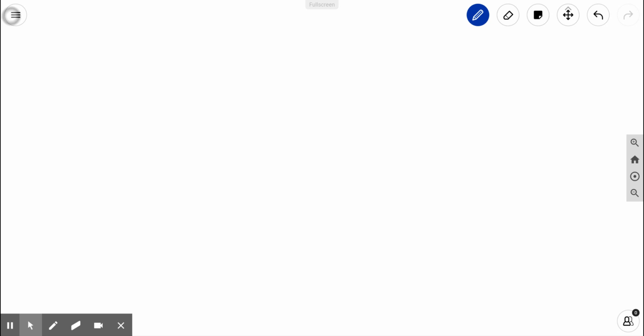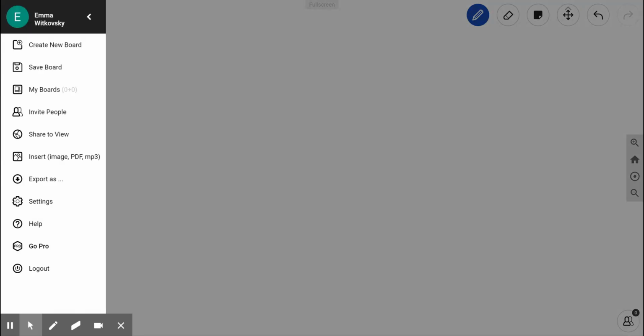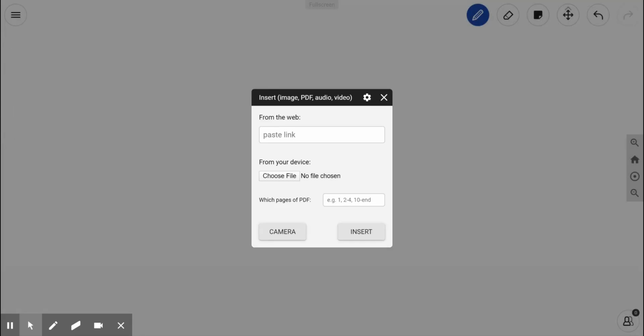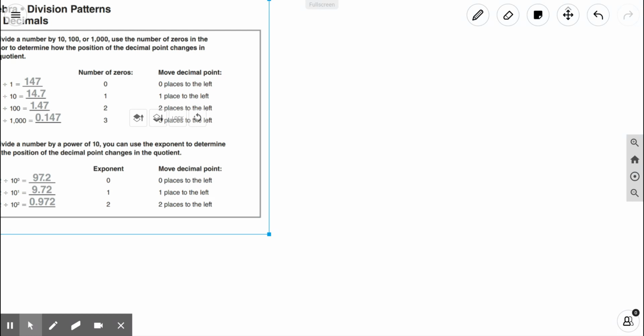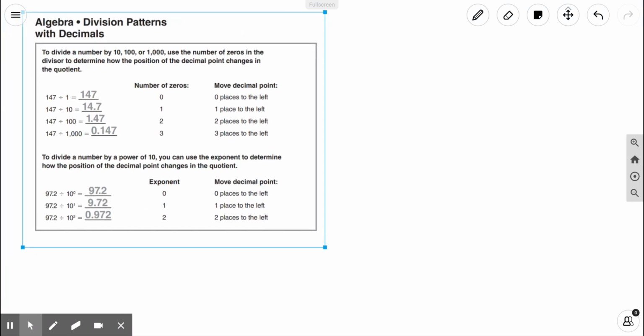All right, so let's go ahead and look at the first step. We're going to be looking at dividing decimals. We're going to be looking at patterns, and that will be here. Okay. And that's going to go right on the page for me. And I think, nice, I can just write right on it.